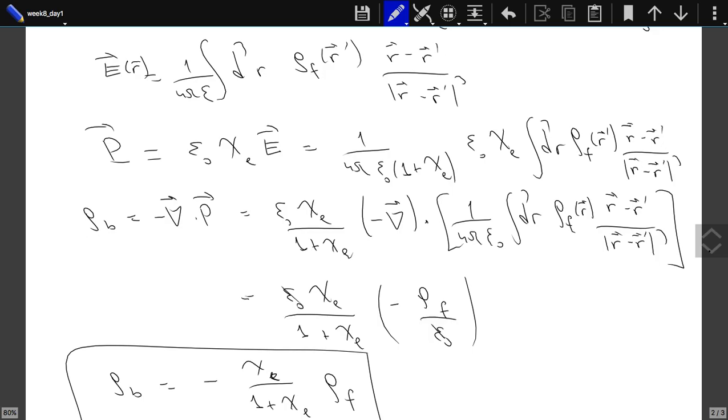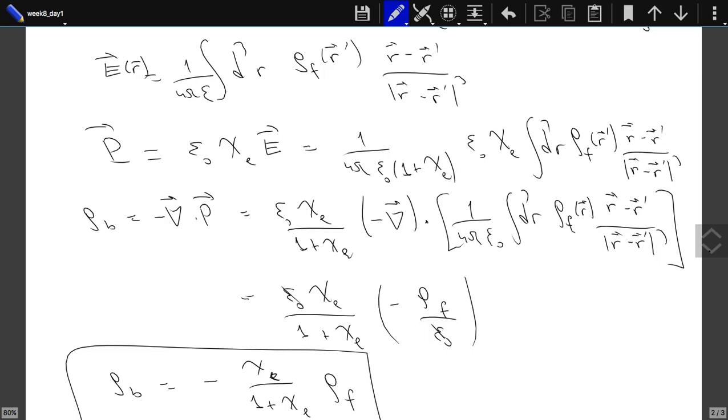So if we take the divergence of this expression, it will be equal to rho f over epsilon 0 in free space. We will have the permittivity of free space because this is the electric field that it would create in free space. That's why I have this epsilon 0.